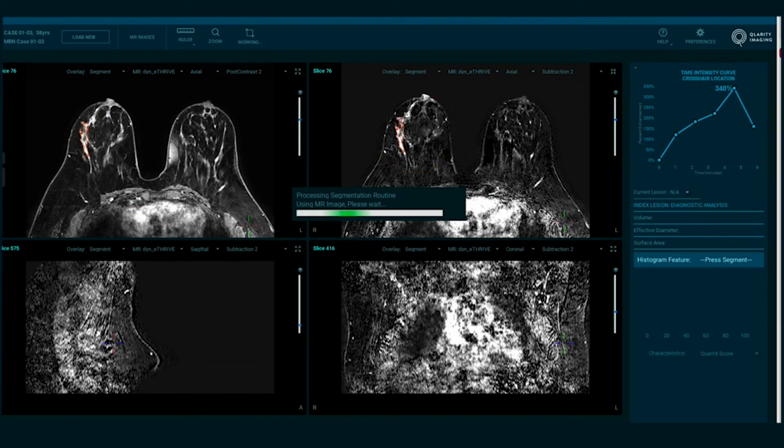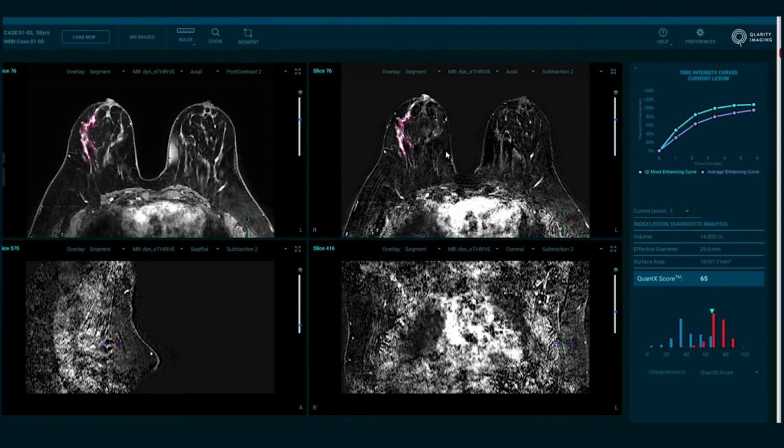You can see it's corresponding with the non-mass enhancement, a good segment of it. And now we can see the extent of the non-mass enhancement very nicely segmented with low plateau persistent type enhancement. We look at the artificial intelligence score of 65, which is in the malignant domain, well in the malignant domain. So this would all come together with a diagnosis of extensive segmental non-mass enhancement in the right breast, likely representing ductal carcinoma in situ.